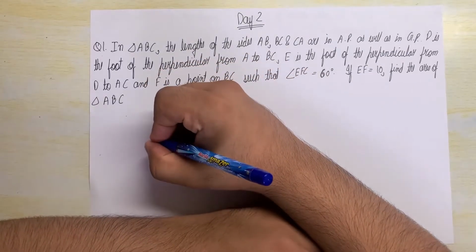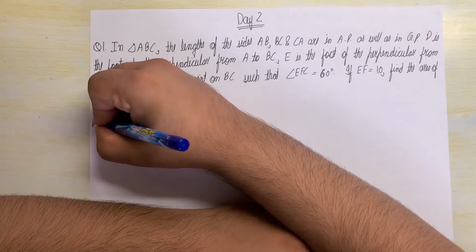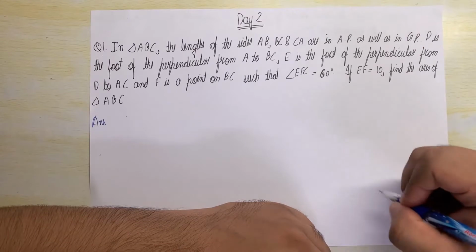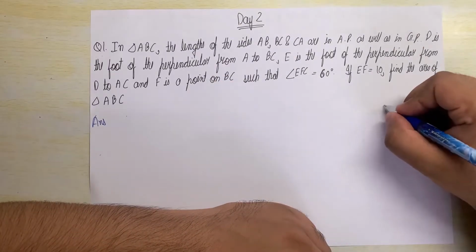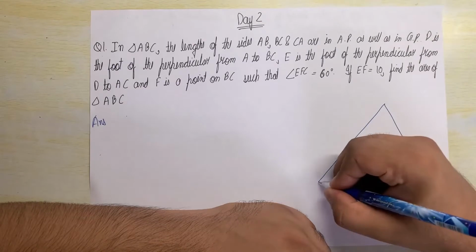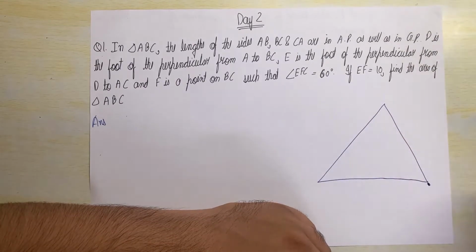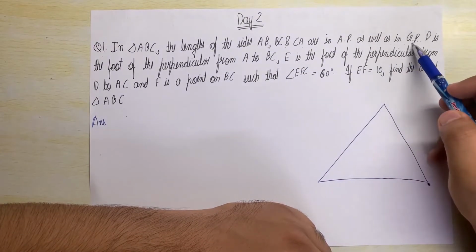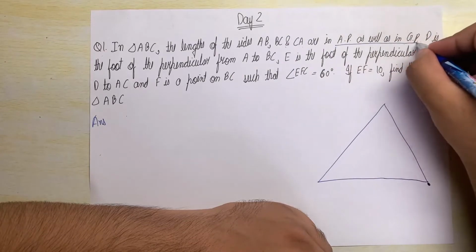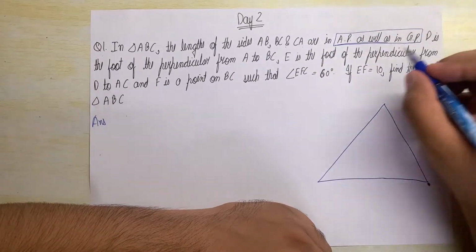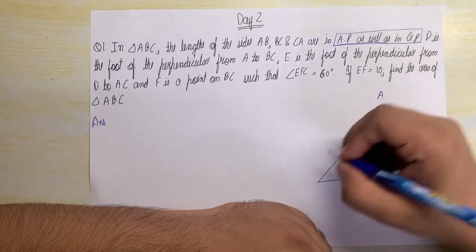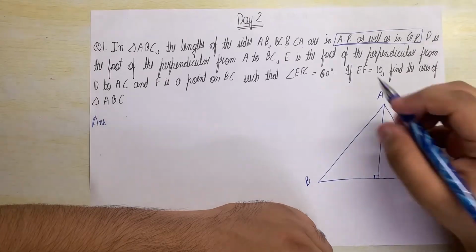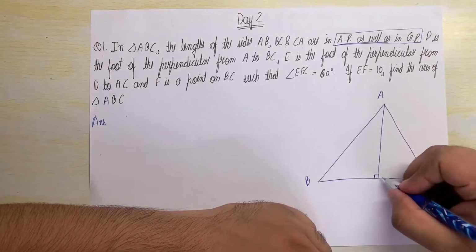Okay, so let's take a look at the solution now. Since this is a question based on geometry, we will first make a figure in order to understand what is going on. So there is a triangle ABC. The lengths of the sides AB, BC and CA are in AP as well as in GP. We will come to this part later, this is an important part. D is the foot of perpendicular from A to BC. Next, E is the foot of the perpendicular from D to AC.